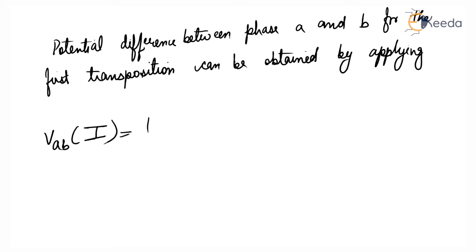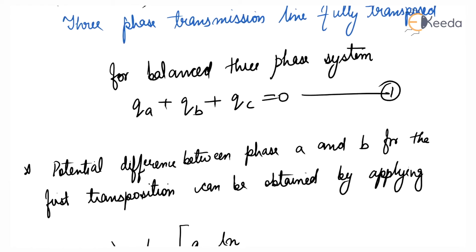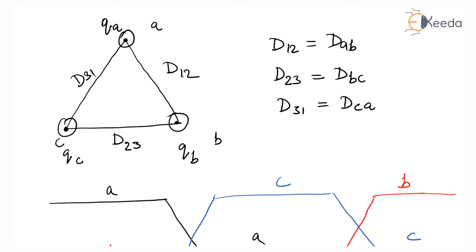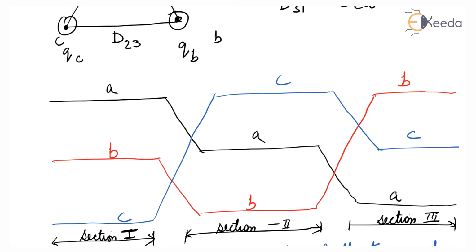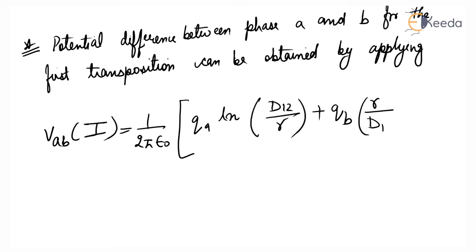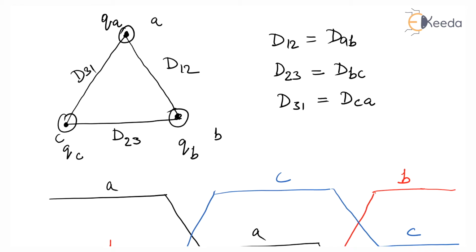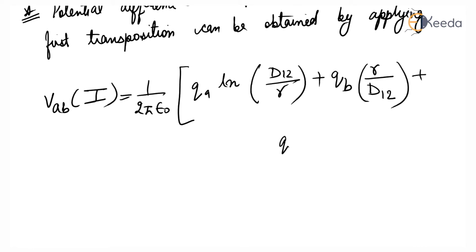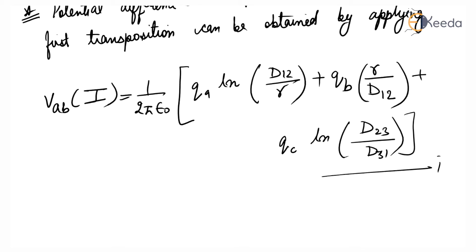So this is equals to 1 upon 2 pi epsilon naught, QA log D12 by r, I hope you remember the generalized equation for capacitance, plus QB log r by D12, plus QC log D23 by D31, this from B to C. This is equation number 1.